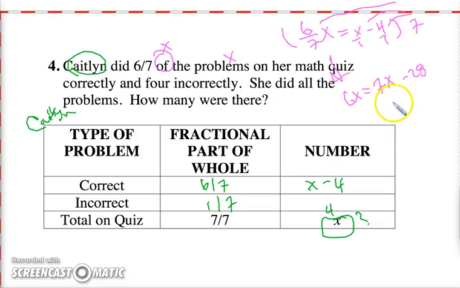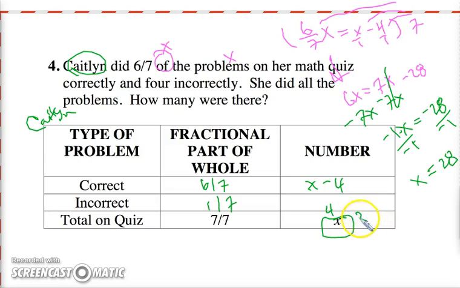Okay, let's combine like terms. So I'm going to take the 6x and 7x and combine them. To do that, let's subtract 7x from both sides. Take the inverse of positive 7x, which is negative 7x. That cancels out. Here, 6x minus 7x gives you negative 1x equals negative 28. This is multiplication. What's the inverse of negative 1 times x? Well, that's dividing by negative 1. So dividing by negative 1 on both sides, x would be 28. So that tells me that Caitlin actually had 28 questions on her test.